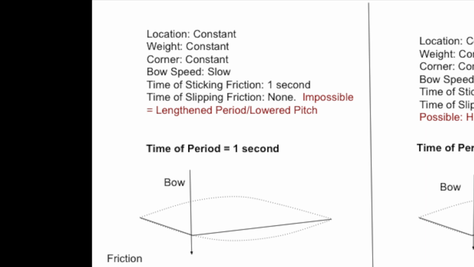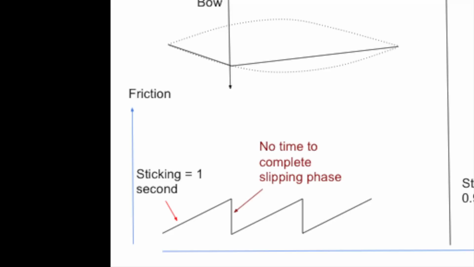In this case, the bow speed is so slow that it takes the entire time period for the violinist to pull the string to the side. And then there's no time left for the slipping phase. So when the slipping phase happens, it's going to add another tiny bit of time to the period, and that means the pitch lowers. You definitely don't want that. That's what happens when you get crunching noises or even a little bit in subharmonics, and when you get this kind of lowered, flattened pitch from either too much weight or too little speed.